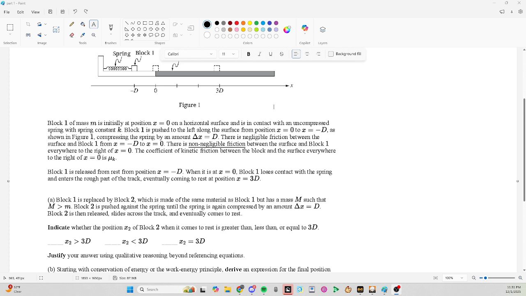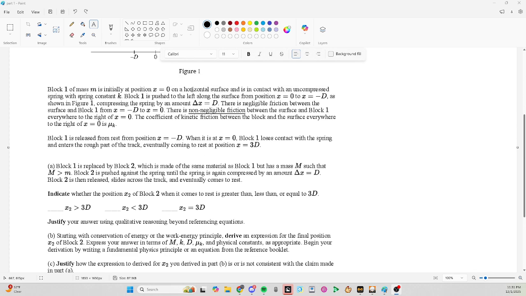When it is at x equals 0, block 1 loses contact with the spring and enters the rough part of the track, eventually coming to rest at position x equals 3d. Now part A says block 1 is replaced by block 2, which is made of the same material as block 1 but has a mass m such that capital M is greater than lowercase m. Block 2 is pushed against the spring until the spring is compressed by an amount delta x equals d. Block 2 is then released, slides across the track, and eventually comes to rest.